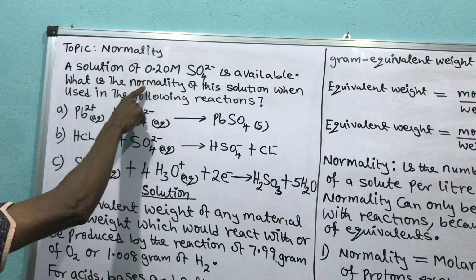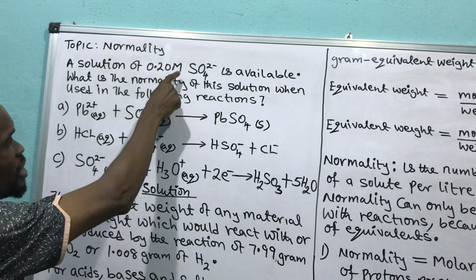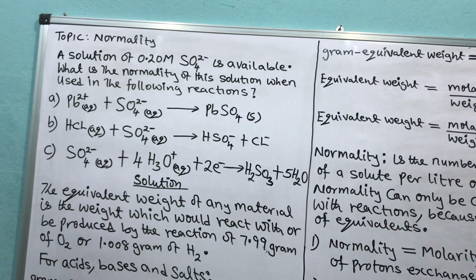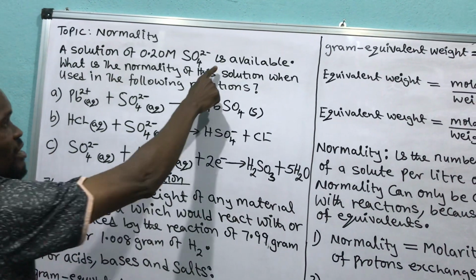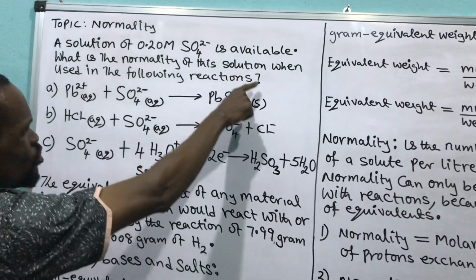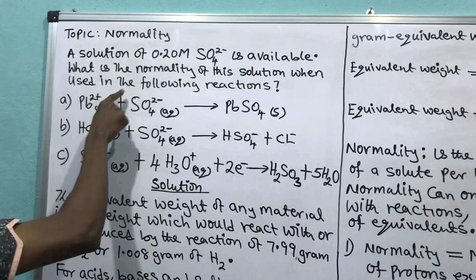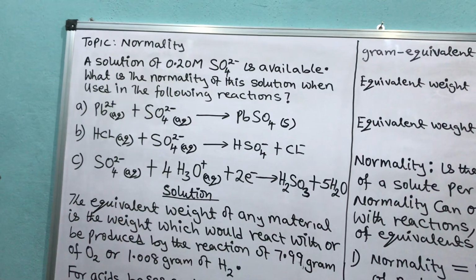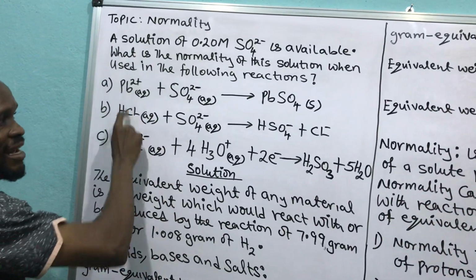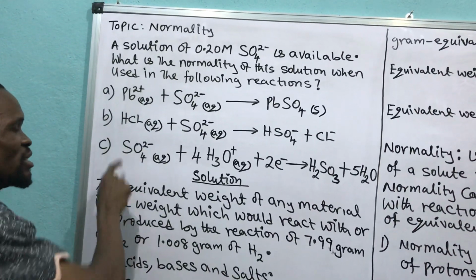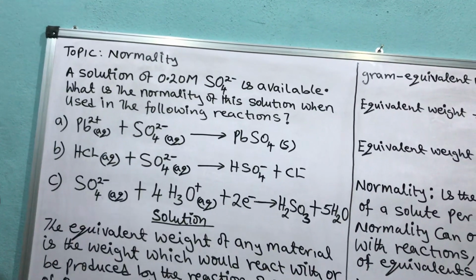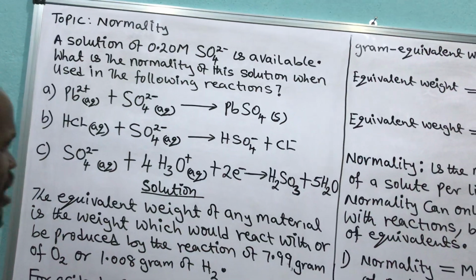We said a solution of 0.280 molarity of tetraoxosulfates is available. They ask, what is the normality of this solution when used in the following reactions? Number one, look at the reaction: the reaction of this with lead, the reaction of this with hydrochloric acid, the reaction of this with water. That's what they show us here.